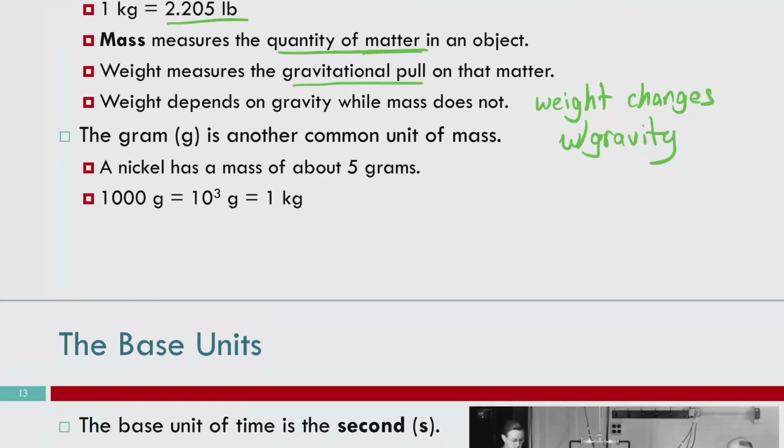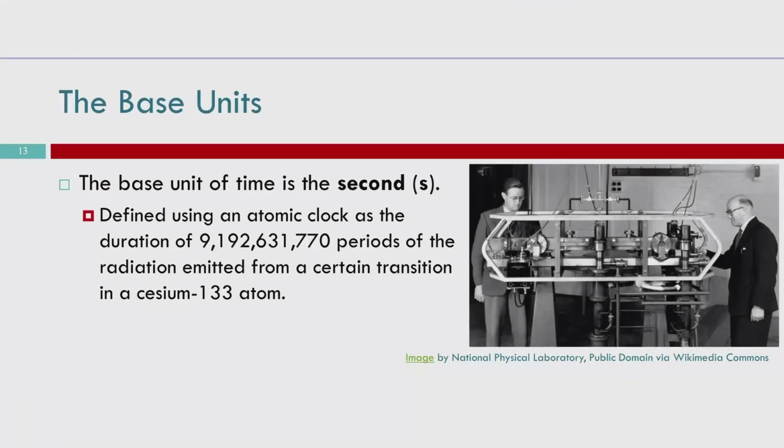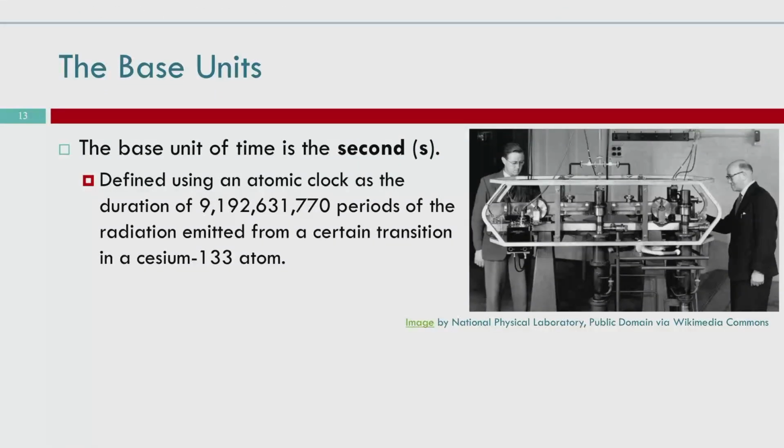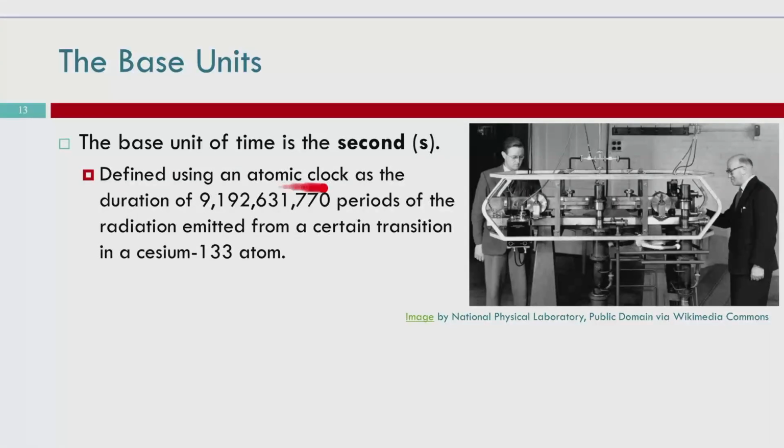Okay. Our base unit for time, fortunately for us, it's the same. It's seconds. And the second is defined using an atomic clock. So this is a picture of some dudes standing around an atomic clock. And it measures this many periods of radiation emitted from a particular transition of a cesium-133 atom.